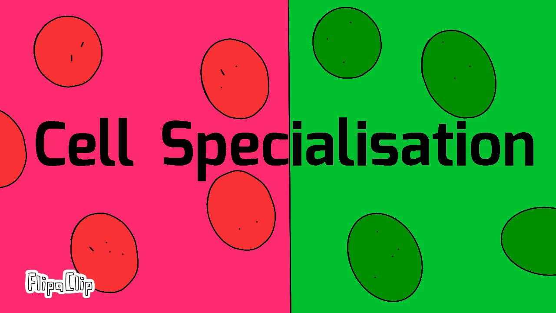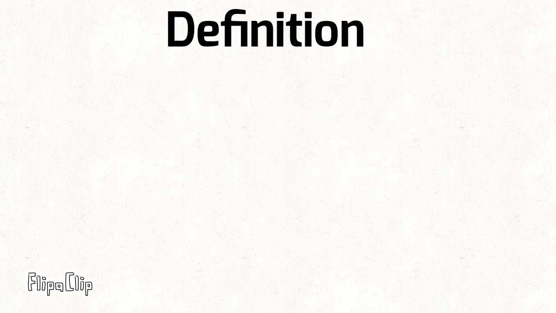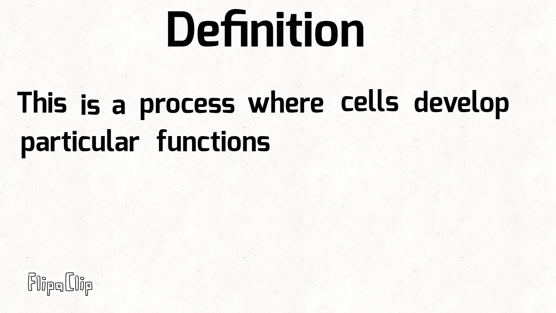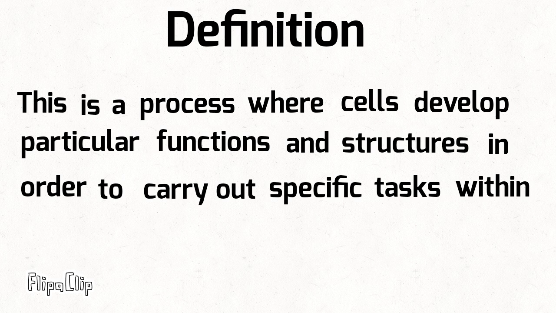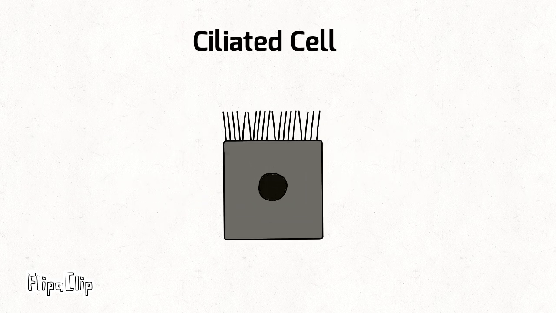In today's video, we'll be looking at cell specialization in both animals and plants. So we're going to define what cell specialization is, and we're also going to look at cellular adaptation in 10 types of cells. So what is cell specialization? Well, this is a process where cells develop particular functions and structures in order to carry out specific tasks within an organism.